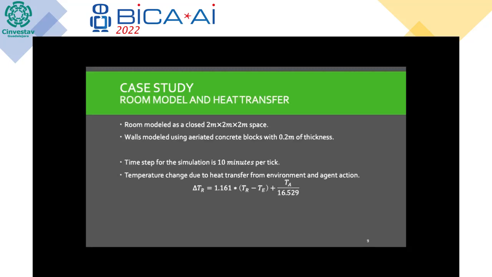Now, moving on to the room's model, we modeled it as a closed 2x2x2 space enclosed by walls of 0.2 meters of thickness of aerated concrete blocks. And for the simulation, we used a time step of 10 minutes per tick. With all this information, we made the calculations and ended up with the equation you can see below for the change in temperature in the room, which handles the room's temperature and the current environmental pressure, as well as the agent sections.